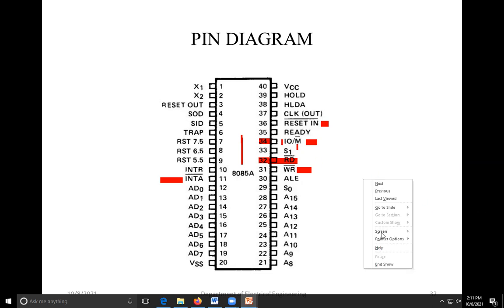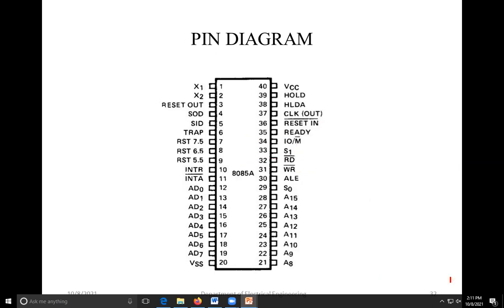So you remember this. Such pins are interrupt acknowledgement, read, write, then input output memory and reset in. These are the pins. Okay, you must remember this. Then again we have two pins, VCC and ground. VCC is the plus 5 volt supply connected here and the ground pin is also connected. The two pins are there.